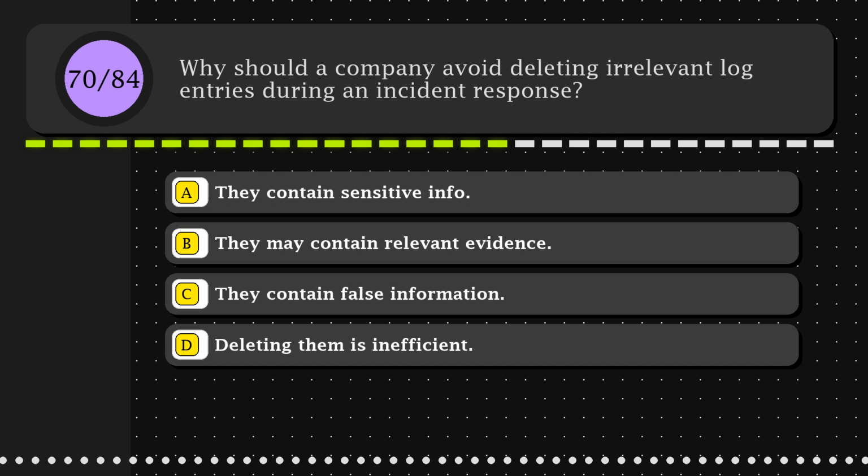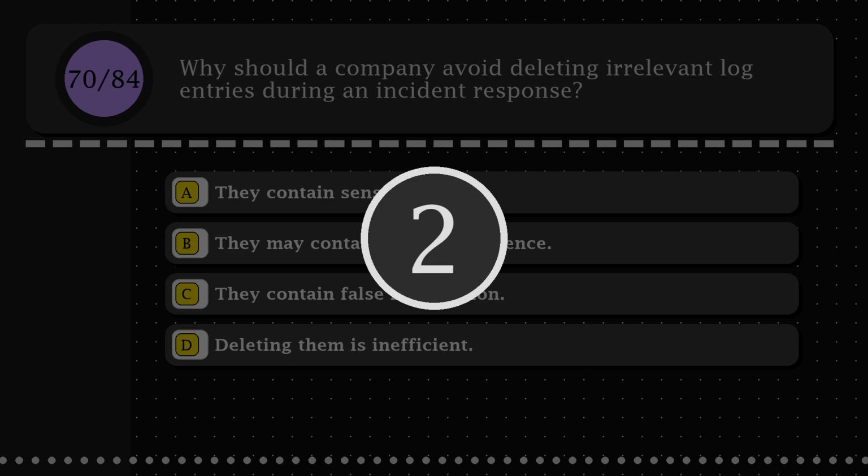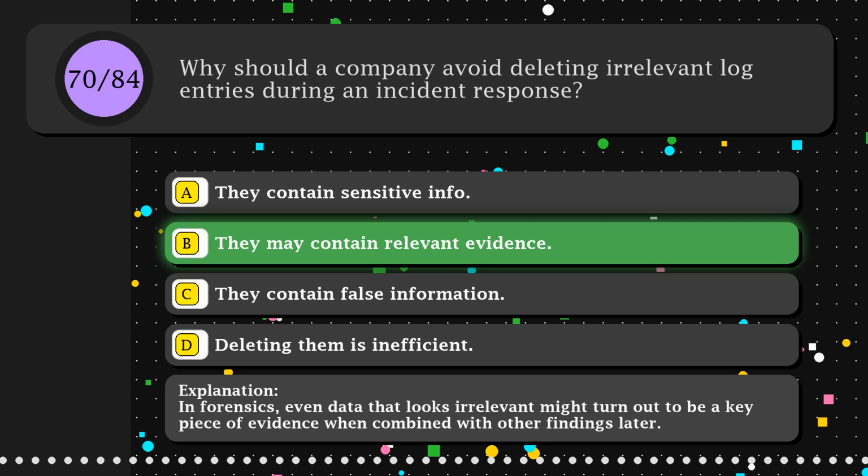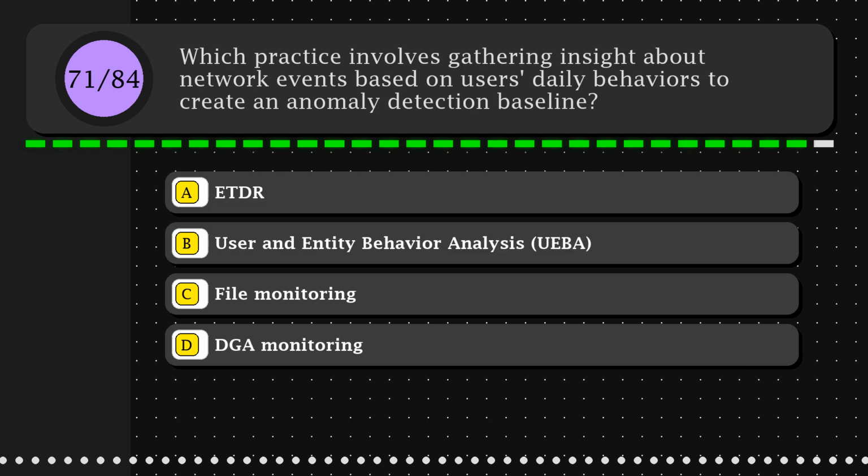Option A, they contain sensitive info. Option B, they may contain relevant evidence. Option C, they contain false information. Option D, deleting them is inefficient. The correct answer is option B, they may contain relevant evidence. In forensics, even data that looks irrelevant might turn out to be a key piece of evidence when combined with other findings later. Question 71.